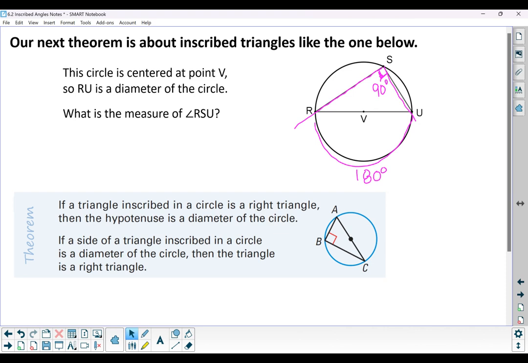So here's our theorem. If a triangle is inscribed in a circle, and it's a right triangle, then we know that the hypotenuse of that right triangle is a diameter of the circle. If we have a right angle, we know that the hypotenuse goes through the center of the circle. If the side of a triangle inscribed in a circle is a diameter, so this is sort of the reverse, if we have a triangle and we know that that's a diameter, then we know it's a right angle.